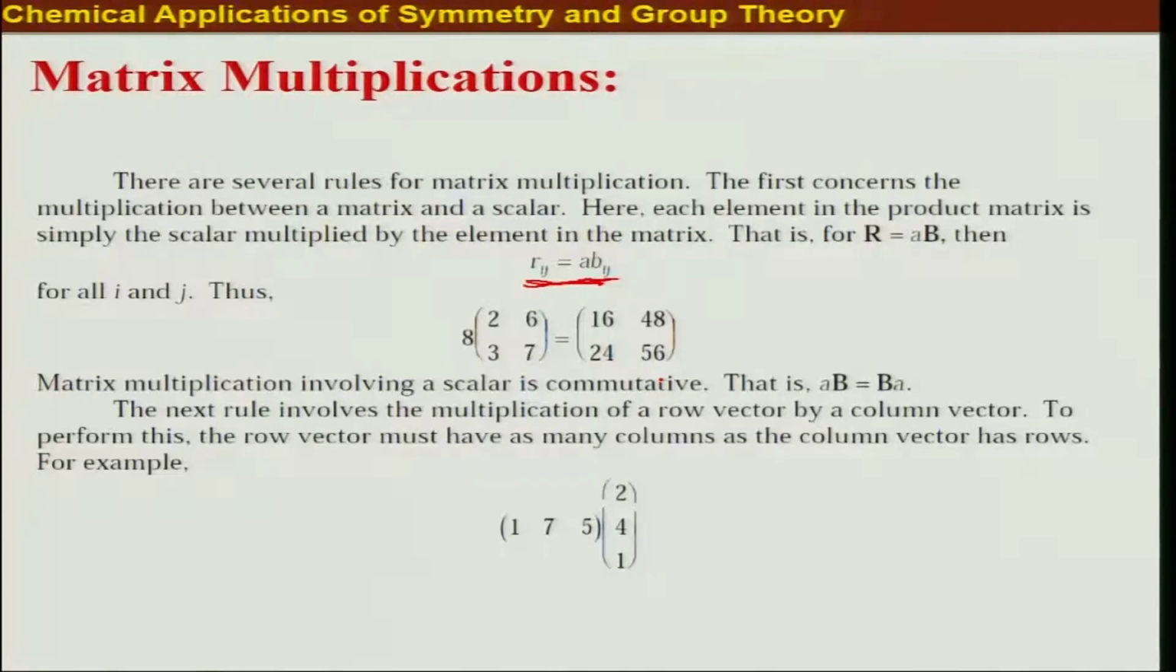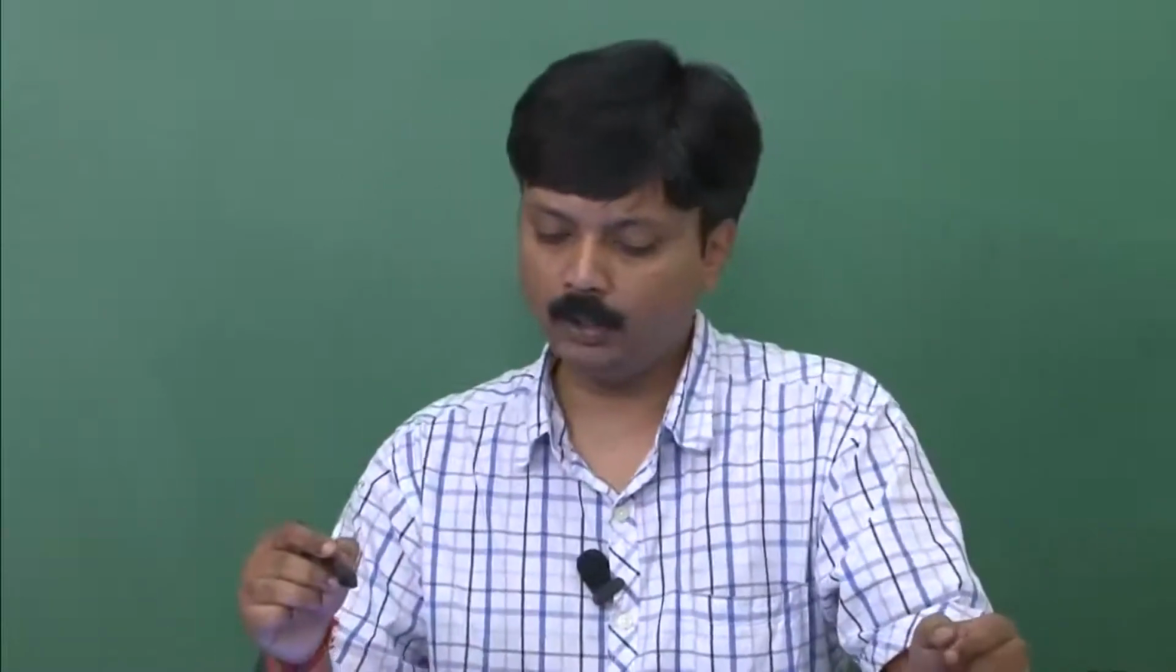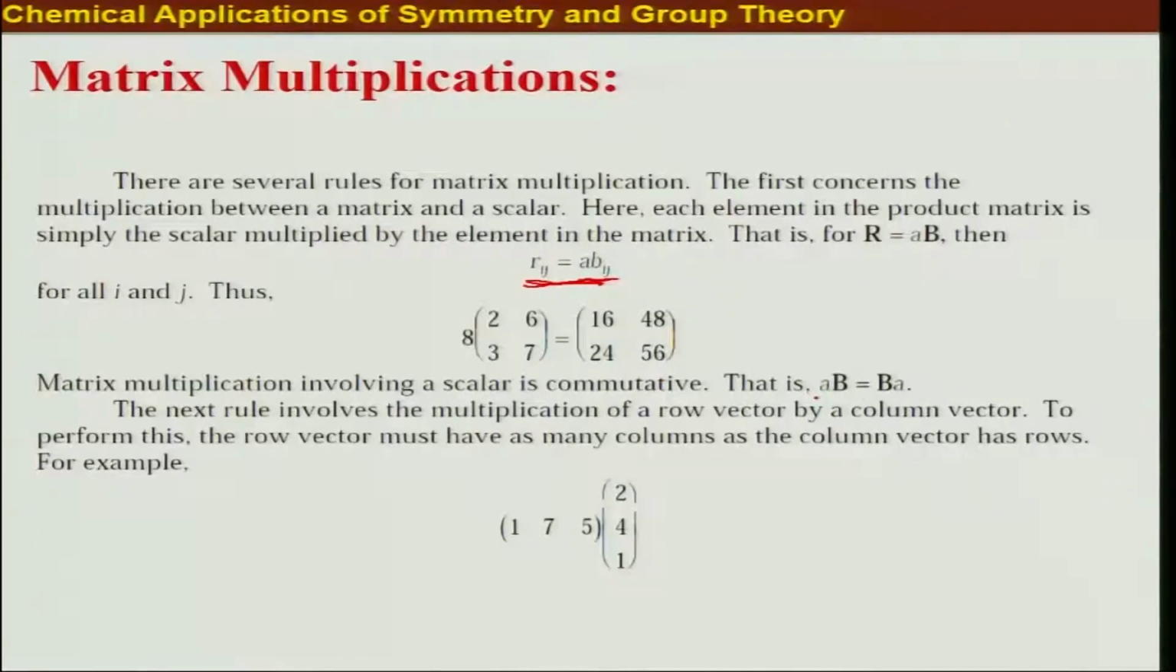One important aspect of this scalar multiplication with the matrix is its commutative nature. It doesn't matter whether you multiply the matrix with the scalar or the scalar with the matrix. The order doesn't matter. Whichever way you do it, the result will be the same. So that is stated here: AB equals BA.